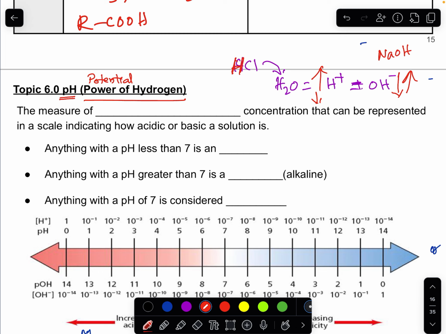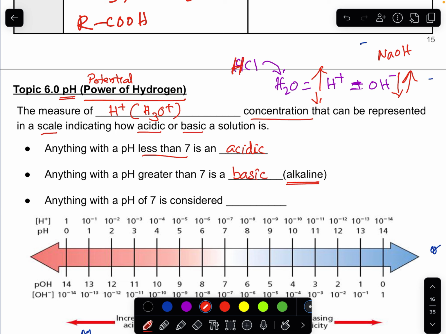Okay, so for the measure of hydrogen ion, we know that hydrogen ion in water is always H3O plus; both are always the same thing. So hydrogen ion or hydronium ion concentration is used for representing a scale indicating how acidic or basic a solution is. So in that scale, if pH is lower than 7, that solution will be acidic, and greater than 7, that solution will be basic.